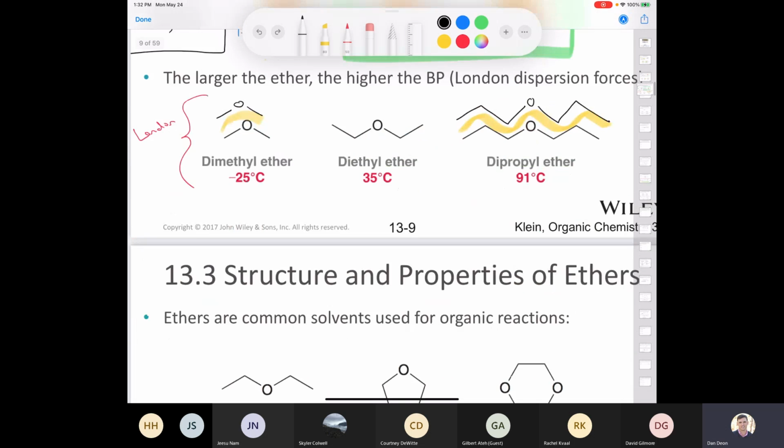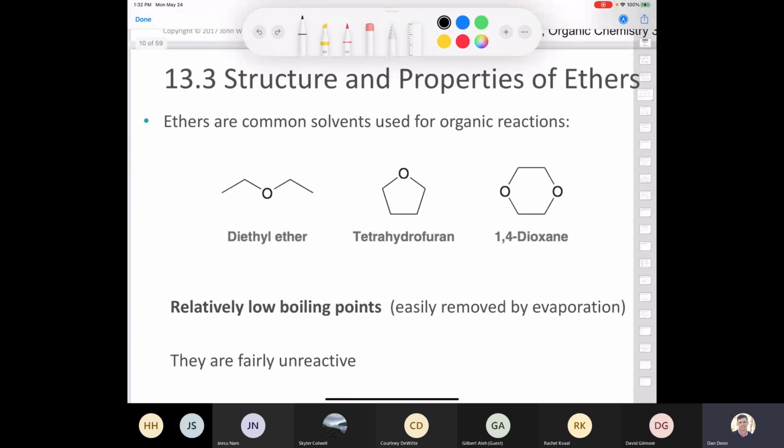Kind of neat. Anyhow, let's take a look at some structures and properties of ethers. Some ethers that are used as solvents. Ethers are used as solvents a lot in organic chemistry. Why would that be? The reason is ethers aren't that reactive. If you think about everything that we look at, at least 80% of what we talk about in organic chemistry is just reactions. Yay! It's like reactions all day and all night.